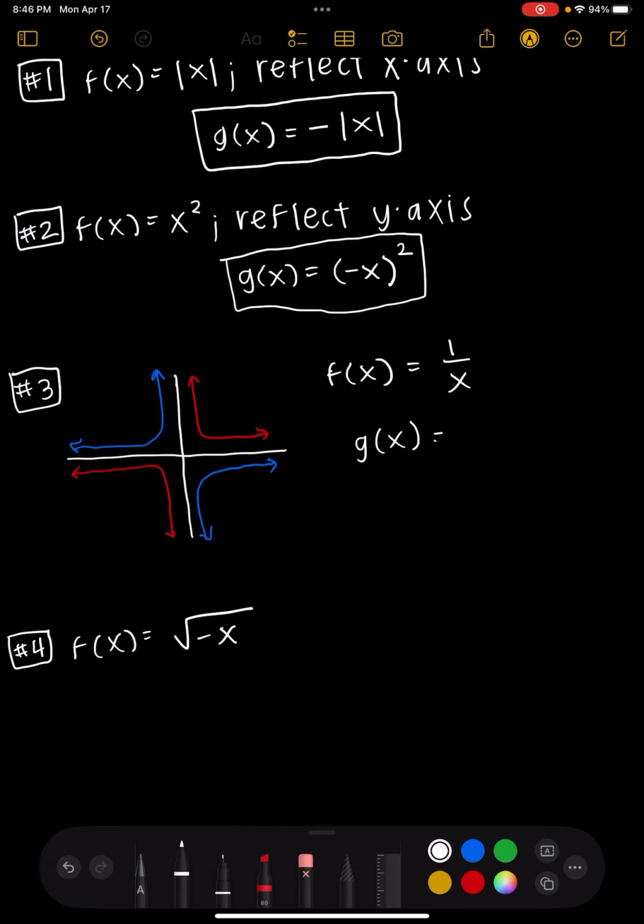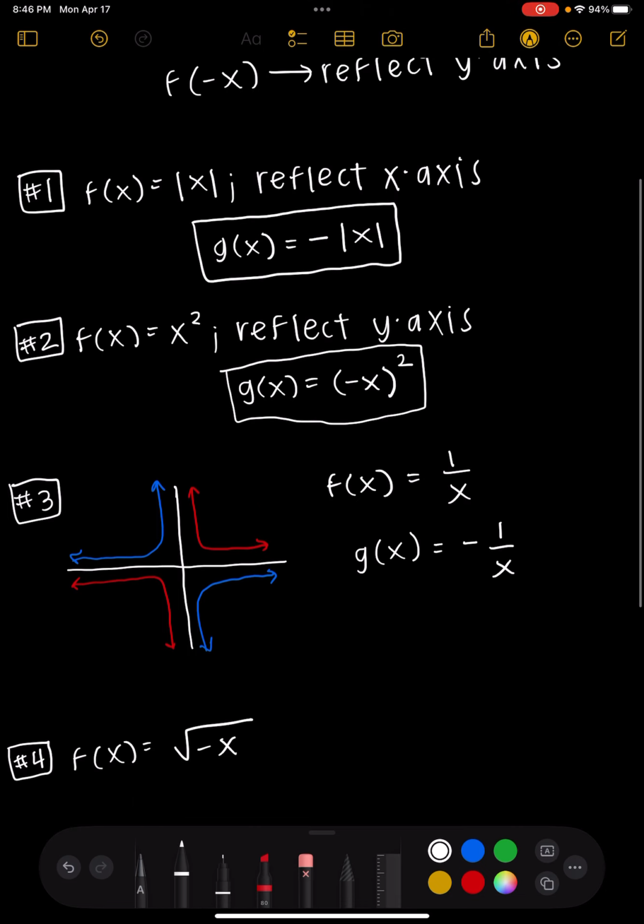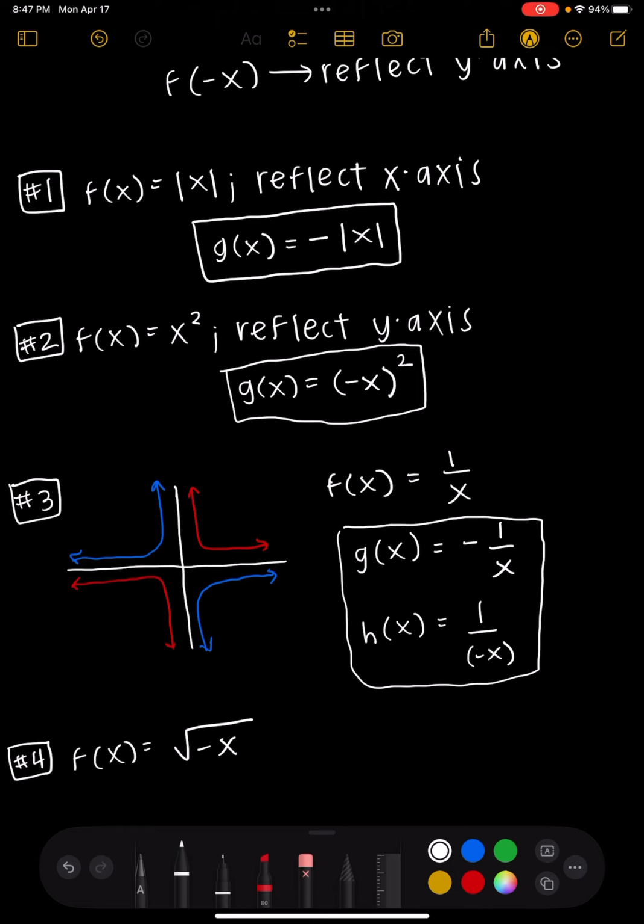So I can say g of x is equal to negative 1 over x, where the negative is on the outside of the parentheses because it's not right next to the x. This would be considered a vertical reflection, or a reflection across the x-axis. And then if I wanted to do the horizontal reflection, or reflection across the y-axis, we'd have h of x is equal to 1 over negative x, where that negative is inside the parentheses. Either of these work, kind of like what we talked about in the last video. Most of the time they will work, some of the times they don't. You want to double check that they will work either way. And if not, that's totally fine.